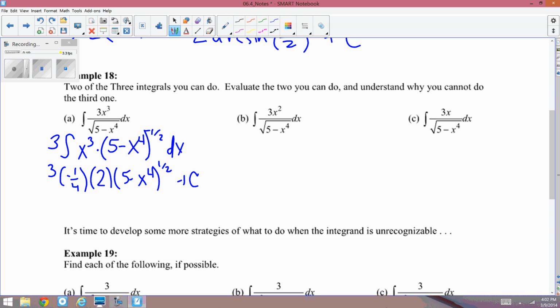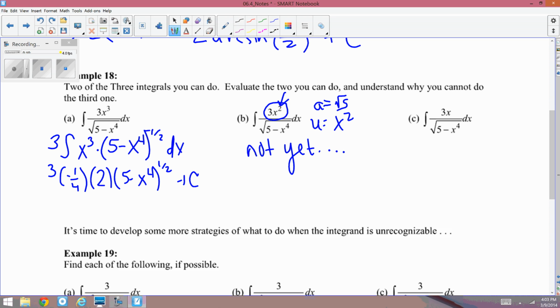All right, so this one, well, this kind of looks like the arc sine one, right? We let a equal square root of 5. We let u equal x squared. Now du should be 2x. Oh man, that darn 2. If that wasn't there, we could do this. All right, so this is something that we cannot do yet.